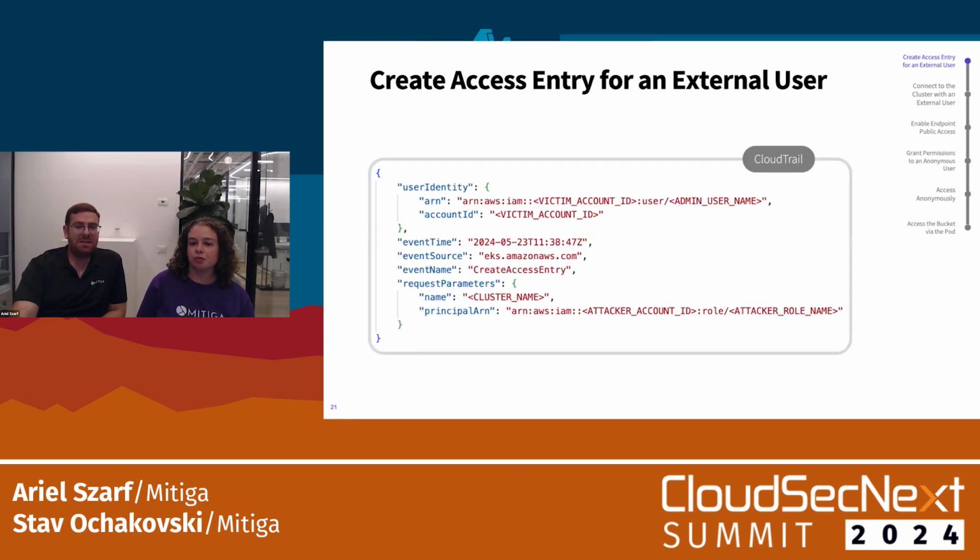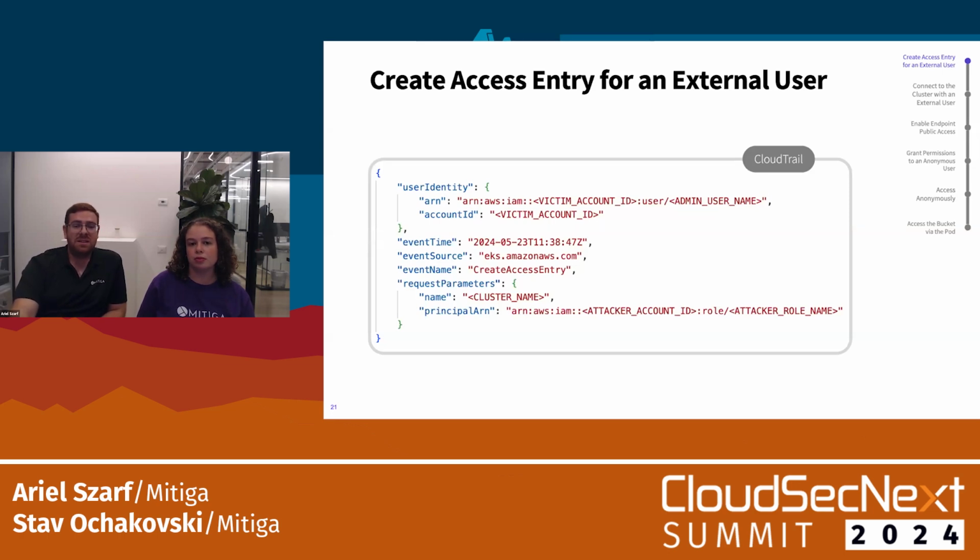We can see here create access entry event name under EKS event source. Under request parameters, we can see the cluster name and also the principal ARN that we want to grant access to. ARN, by the way, stands for Amazon Resource Name. The principal ARN contains an account ID, as you can see in the example.